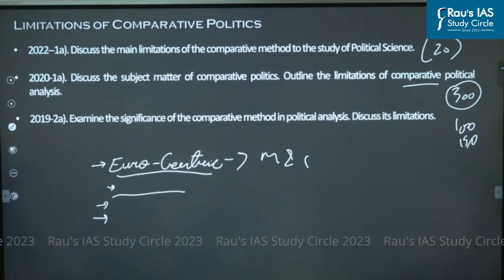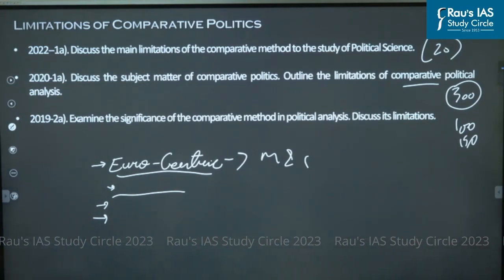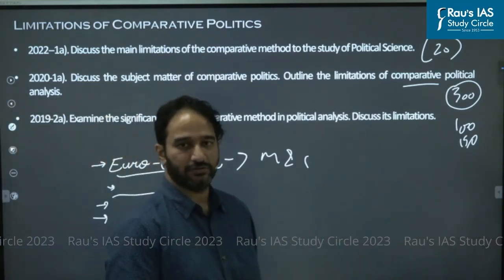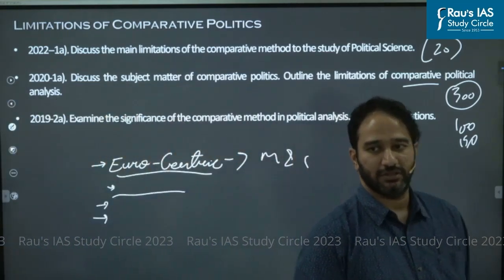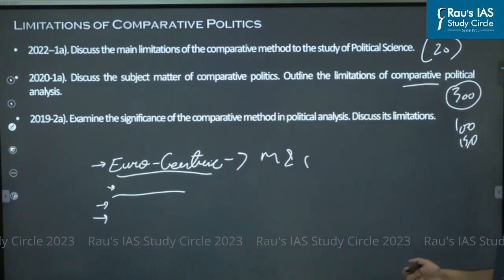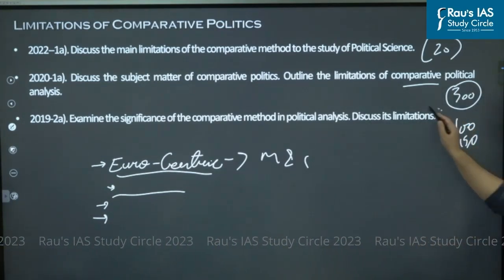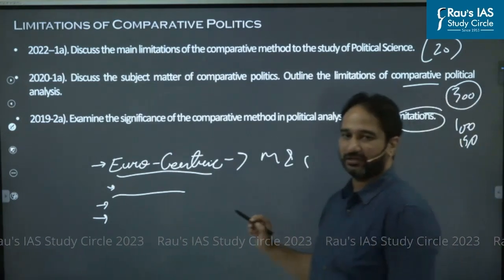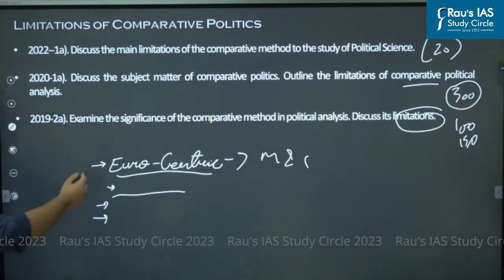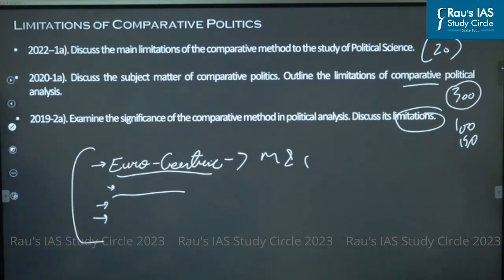Because there are a few things that are actually limitations: Eurocentrism, generalized behavior, othering that is done for other countries. It's institutionalized in nature, right? Examine the significance of these limitations. So again, it is a 20 marker. Within this, same thing would be there, 100, 150. Same scope of the questions would be there.